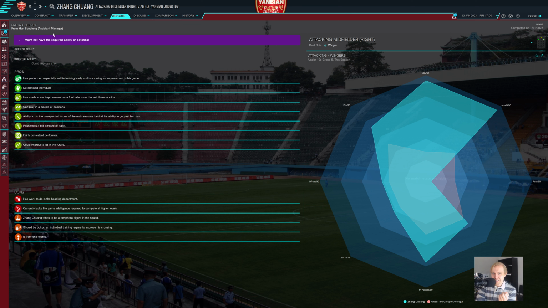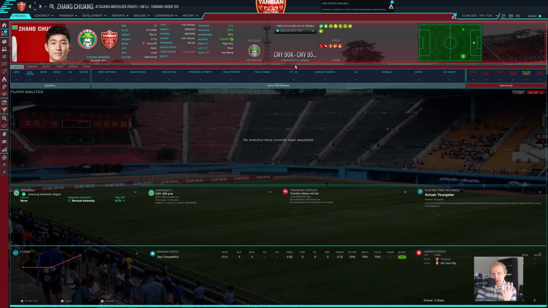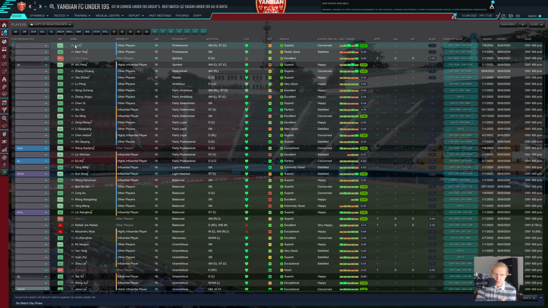He's made a lot of improvements, and he has the ability to go past his man. And we still think maybe he doesn't have the required ability or potential, whatever. What I care about with this guy is that he's consistent. So I know every single time he goes out whether he's going to be able to perform at level or not. There are young players who are consistent. Not all of them have the inconsistency problem.